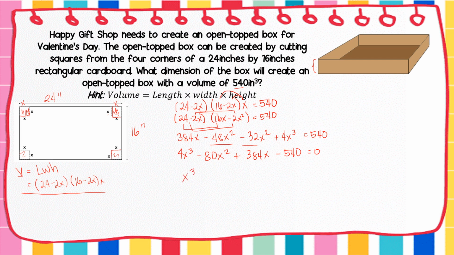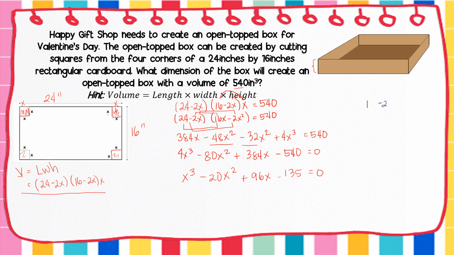We have x cubed minus 20x squared plus 384 divided by 4 is 96x. 540 divided by 4 is 135 equals 0. That is our working equation. Now, we need to factor it further so we can find the value of x. How? I'll use synthetic division. So that we are all comfortable, let's do synthetic division here on the side.